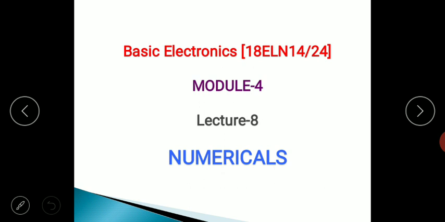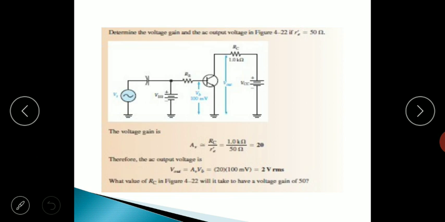So we'll start with the first numerical in this module 4. You can see here in this particular circuit, it is a circuit of a transistor amplifier or BJT as an amplifier, and it is asked to determine the voltage gain and the AC output voltage for this circuit. It is given that RE dash is equal to 50 ohm, RC equal to 10 kilo ohm is given, and the input is 100 millivolt. For this you have to determine the voltage gain and the AC output voltage.